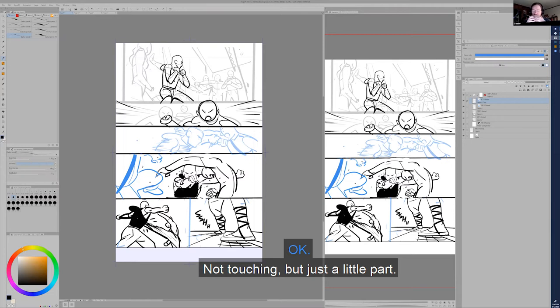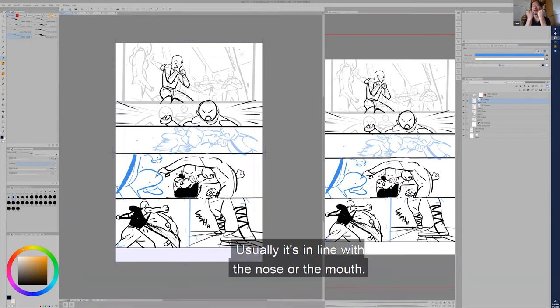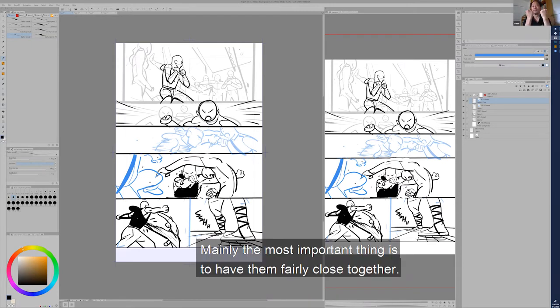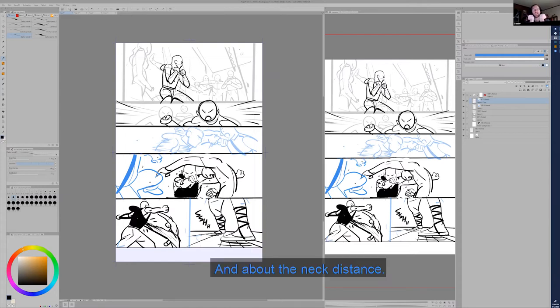Not touching, but just a little apart. And then generally, there's some discussion on where exactly the fists lie. Usually it's in line with the nose or the mouth. Mainly, the most important thing is to have them fairly close together and parallel. Parallel straight up and down, and at about a neck distance.